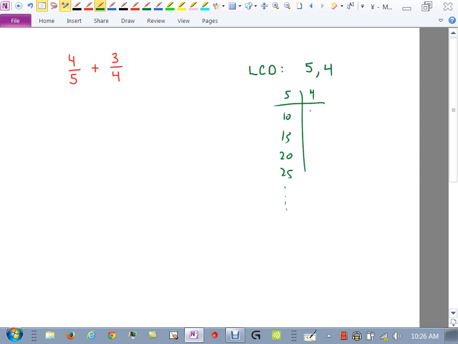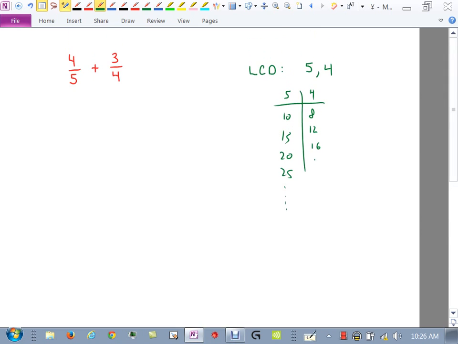And then we list out the multiples of 4: 4, 8, 12, 16, 20, 24, and so on. And we look for the least common number in those two lists. So it would have been 20. Now, you don't have to do all this if you just recognize that it's 20. But that's the process, right?